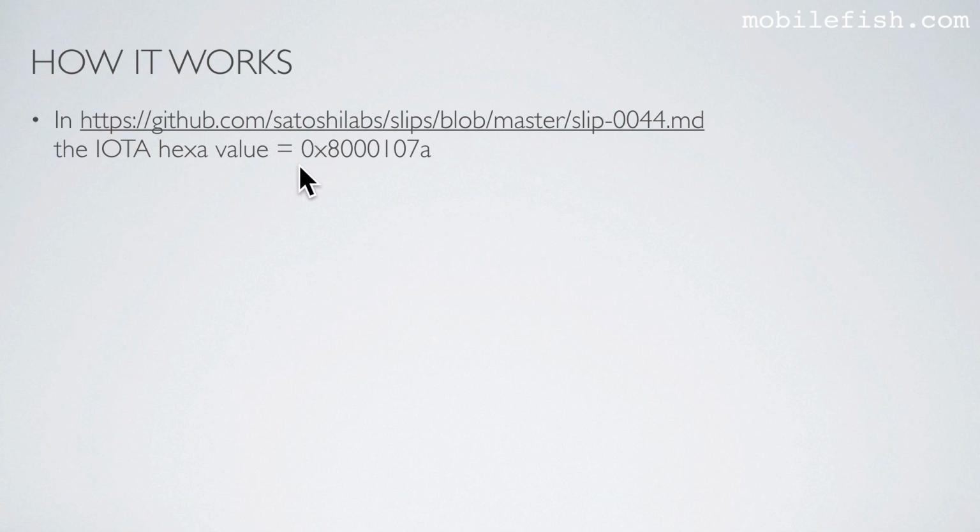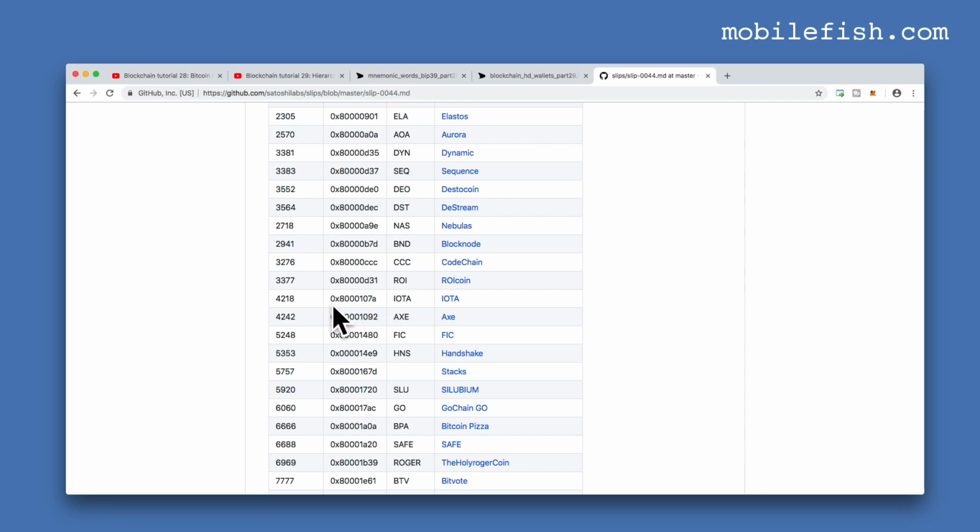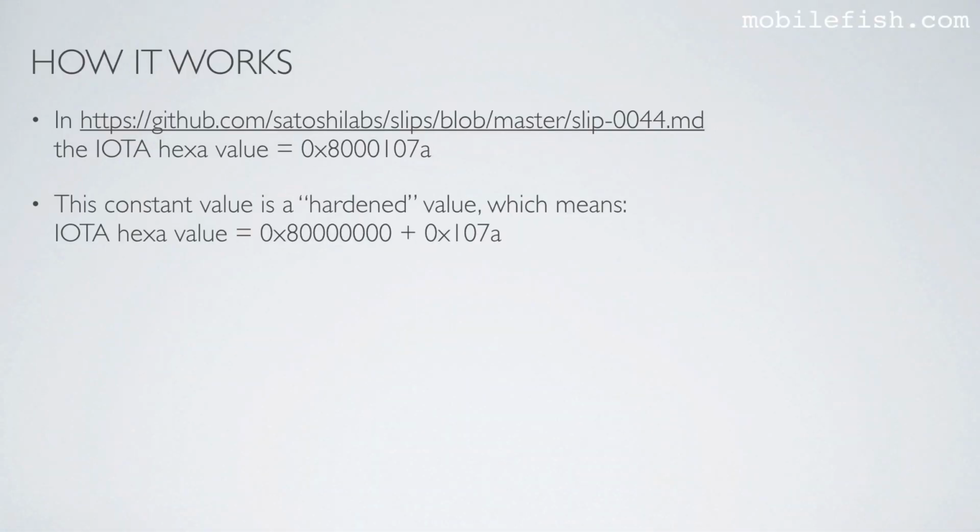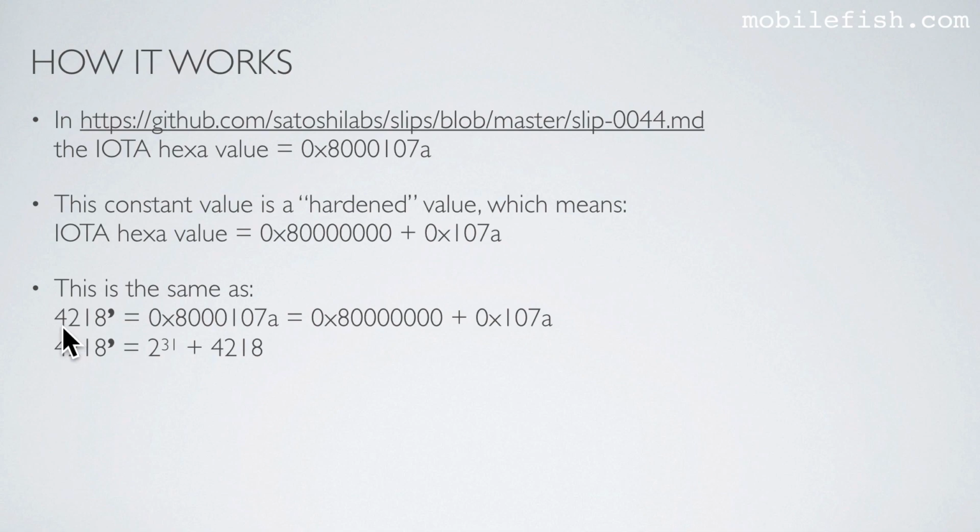In this web page, you will find this IOTA hex value. That is this hex value. This constant value is a hardened value, which means this hex value consists of this hex value plus this hex value. So 4218 prime is the same as this hex value, which means this hex value plus this hex value. 4218 prime is 2 to the power of 31, which is the same as this hex value, plus 4218, which is this hex value.